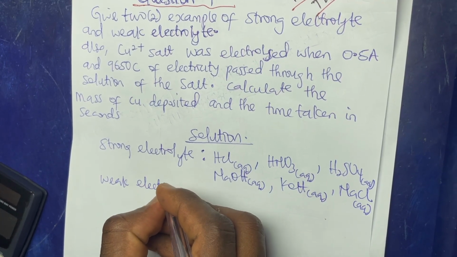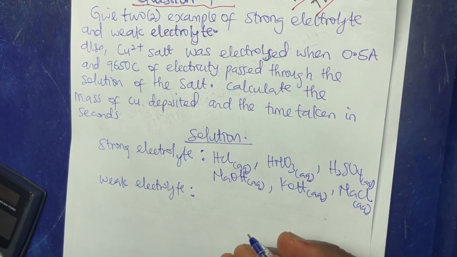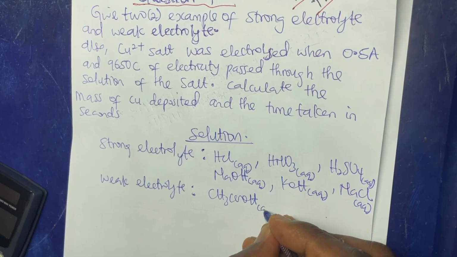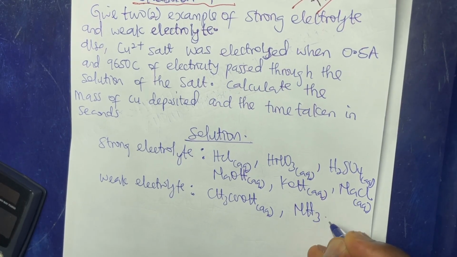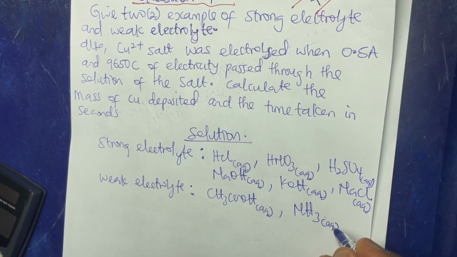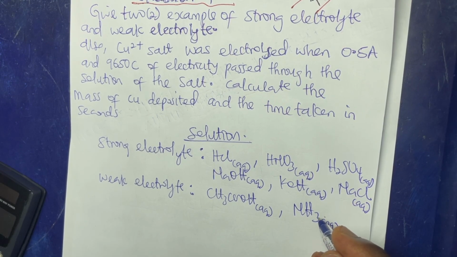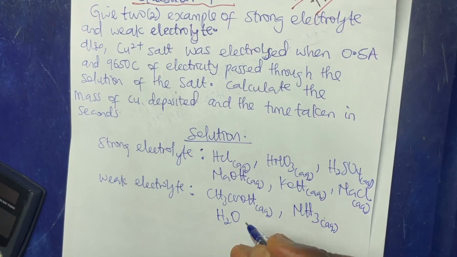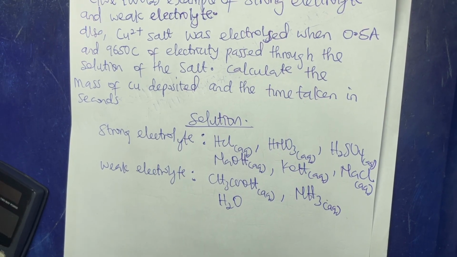Now what about weak electrolytes? Weak electrolytes are basically all weak acids and all weak bases, such as ethanoic acid, CH3COOH in aqueous state, and ammonia. Ammonia is a weak base in aqueous state, though it does not mean it must be in aqueous form. Even water too is a weak electrolyte.